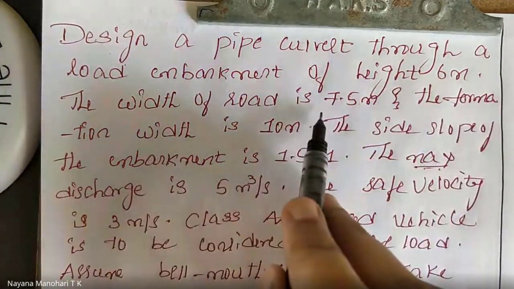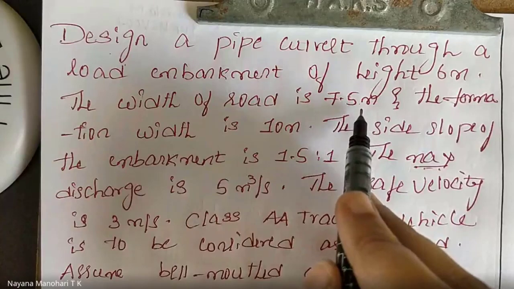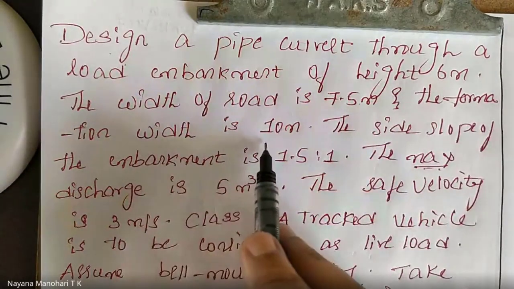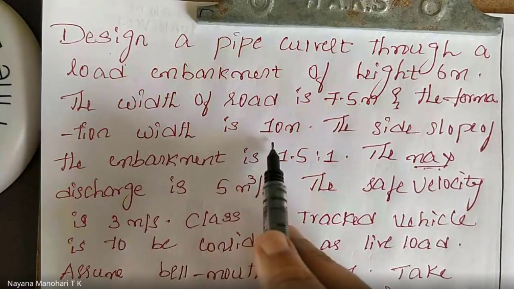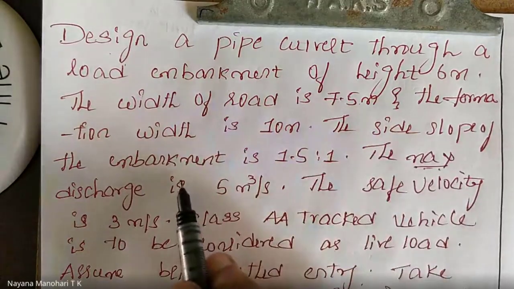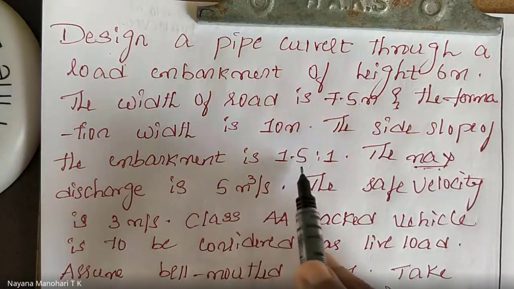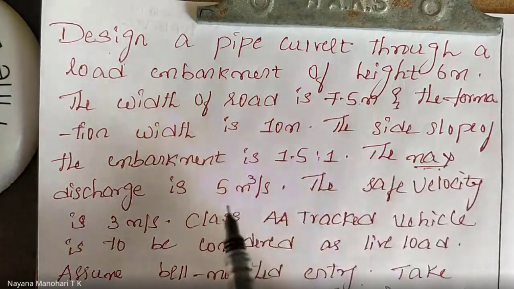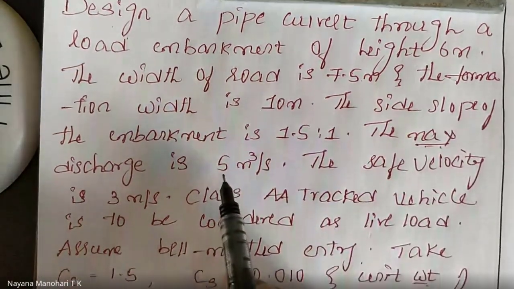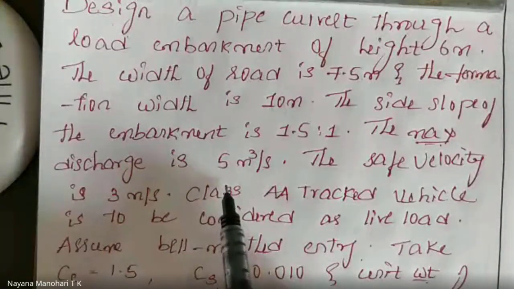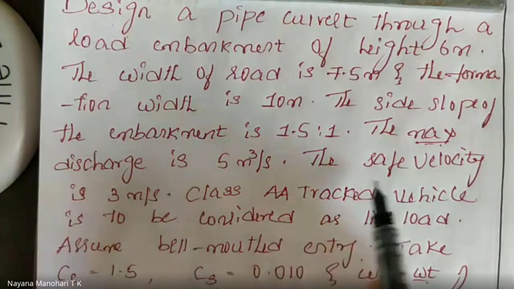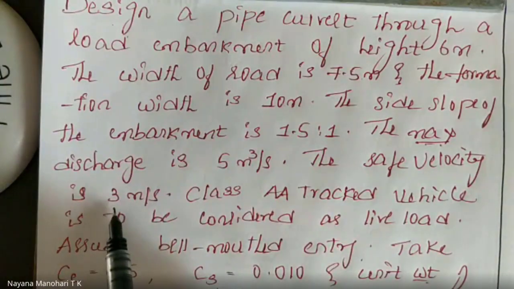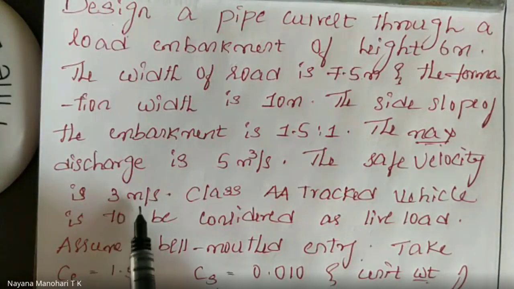The width of the road is 7.5 meter and the formation width is 10 meter. The side slope of the embankment is 1.5:1. The maximum discharge, that is the Q value they have given, is 5 meter cube per second. The safe velocity V they have given is 3 meter per second.